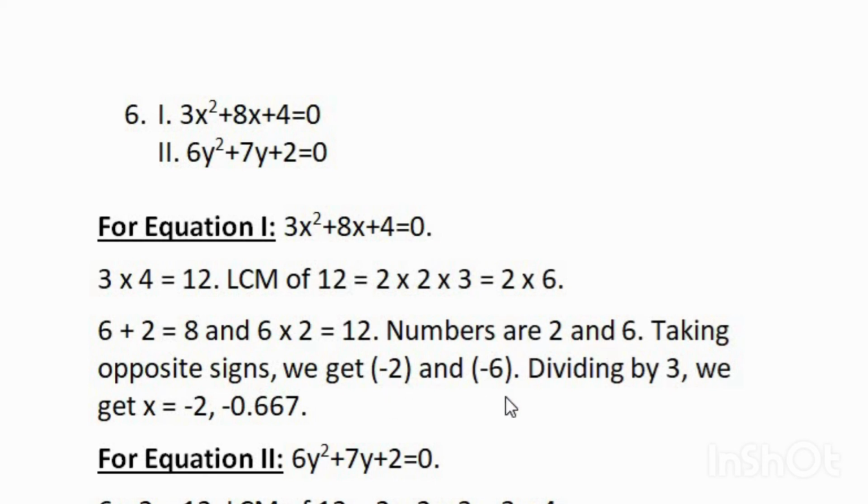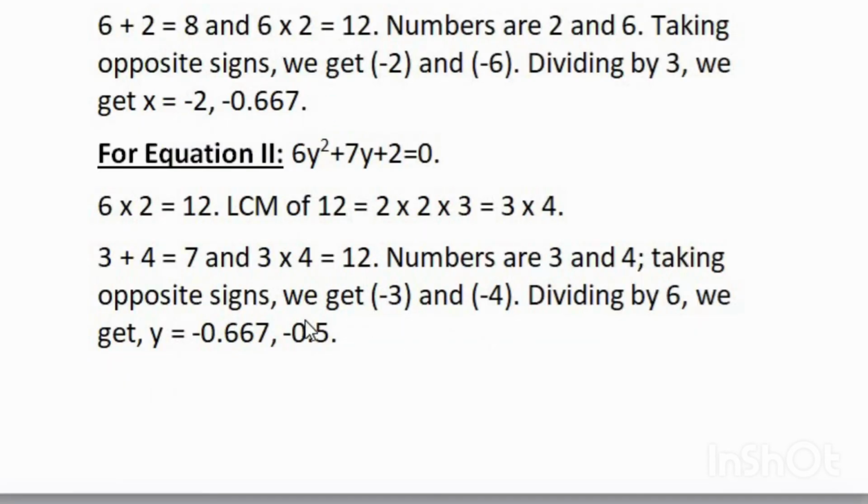So take the opposite signs. We will get minus 2 and minus 6, dividing by the x square term, that is minus 2 by 3 and minus 6 by 3. You will get minus 6 by 3, it is minus 2, and minus 2 by 3, it is minus 0.667. So the values of x are these two numbers, minus 2 and minus 0.667.